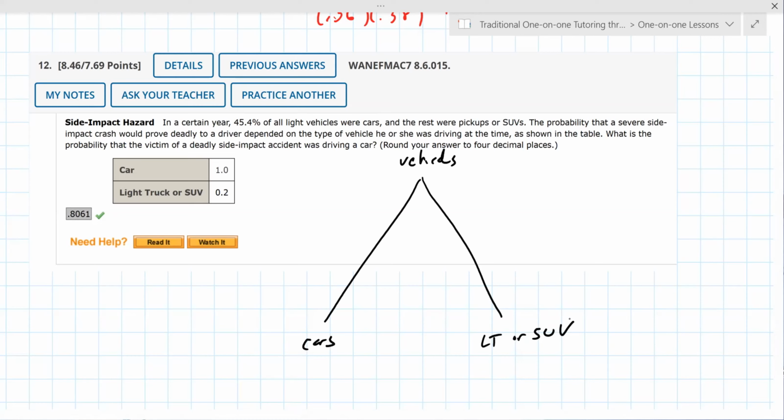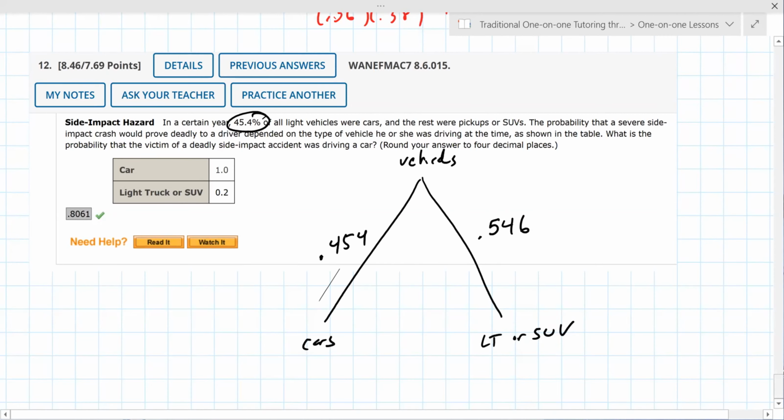1 by cars and 0.2. So we're looking at this, right? We start with vehicles, and that's where we fork. So this is again the challenge. 0.454 and then 0.546, I think. Okay.